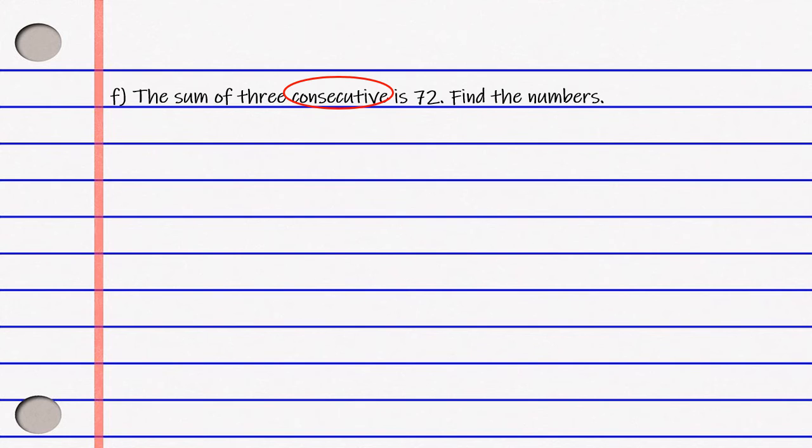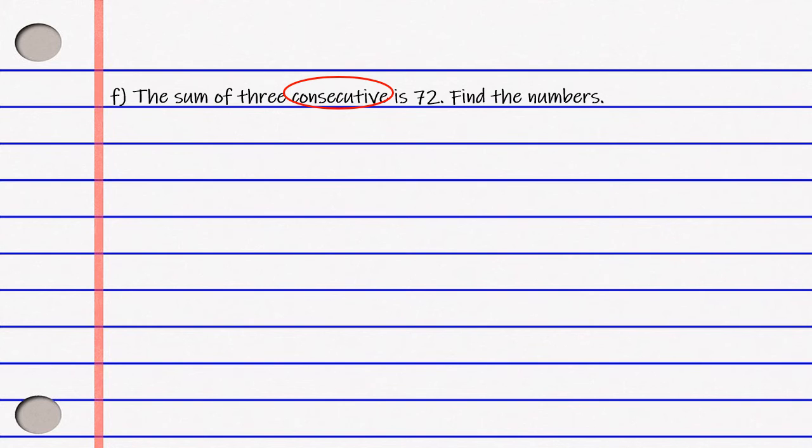So we have to look at the term consecutive. And what does consecutive mean? So consecutive numbers are numbers that count in a row. So for example, 3, 4, 5, or 72, 73, 74, or 15, 16, 17. So those are consecutive numbers. So we need to find 3 consecutive numbers that when we add them up, we get 72.